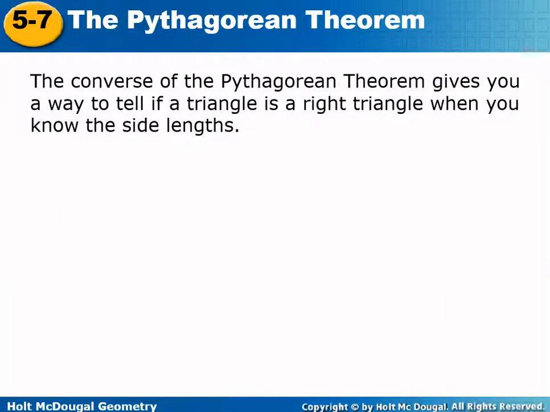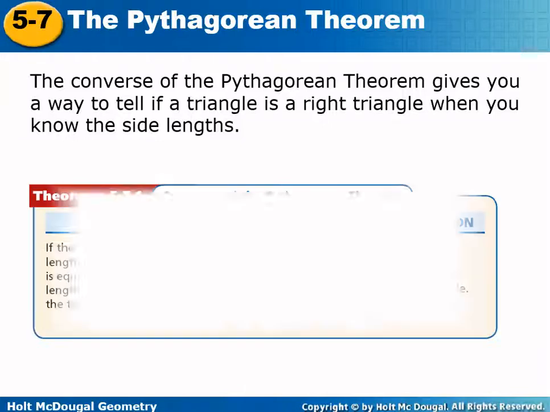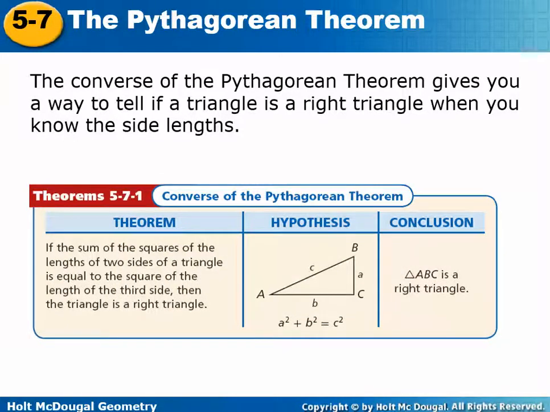Okay, the converse of the Pythagorean theorem gives you a way to tell if the triangle is a right triangle. So the converse says that if a squared plus b squared equals c squared, then you know you have a right triangle.